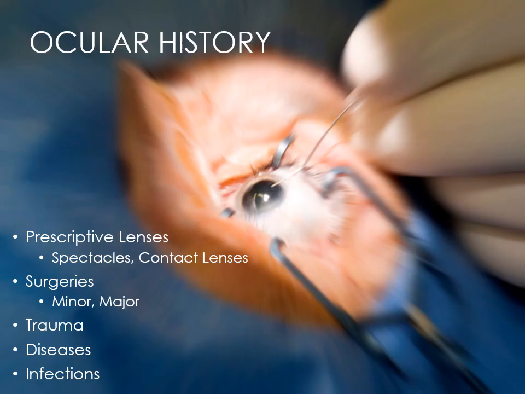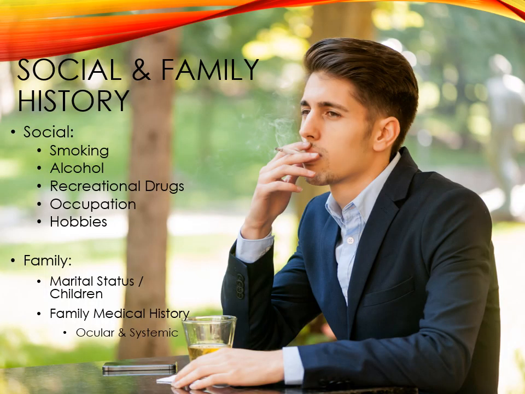The purpose of the ocular history is to uncover what types of eye surgeries they've had, any major diseases or infections, if they've ever had any eye trauma, and also what kind of prescriptive lenses they wear or have ever worn. The purpose of eliciting the social history is to determine what sorts of lifestyle habits the patient may have, which may impact their health. The family history is important because many diseases have a genetic component.